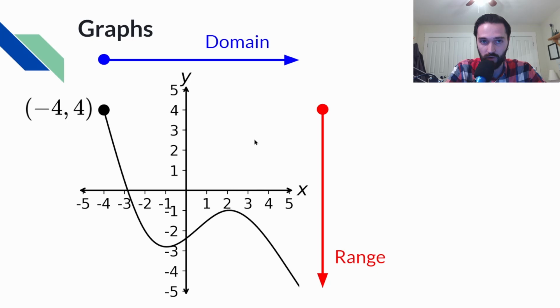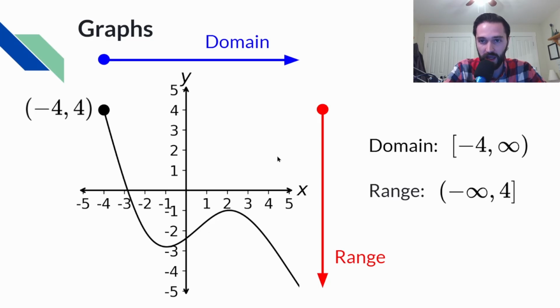So just by looking at this graph, we can say right away what the domain and range are. The domain is everything from negative 4 up to positive infinity. Those are the x values that are involved in the coordinate points that make up this curve. Notice that we read it from left to right like it's a sentence in English. The domain is negative 4 up to positive infinity. And the range, we read it from bottom to top. The range is everything from negative infinity up to 4. And negative 4 is included in the domain, so we use a bracket, and 4 is included in the range, so we use a bracket. These are our answers.